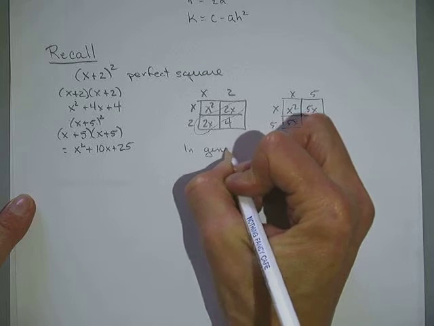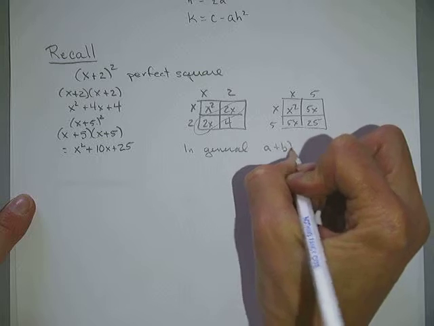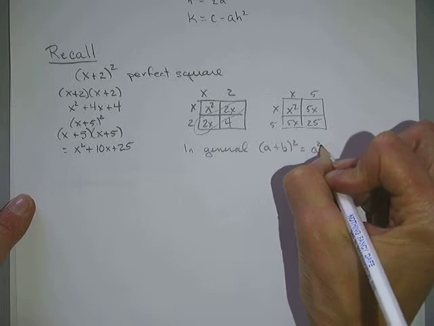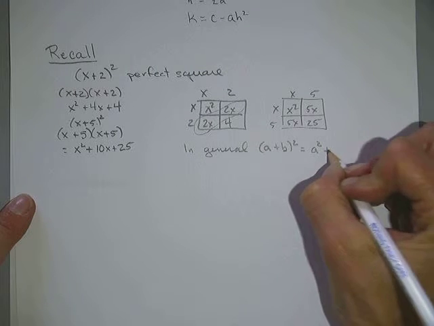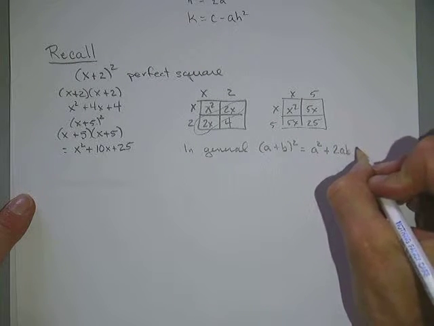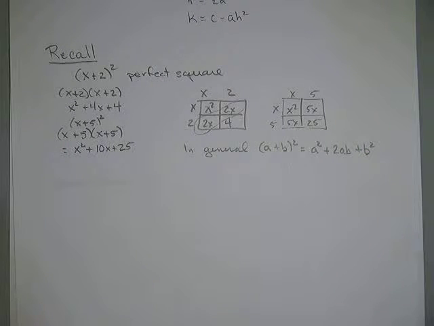In general, it looks like this. If you have (a plus b) squared, it equals the first term squared plus twice the a times the b plus the last term squared. Every single time.